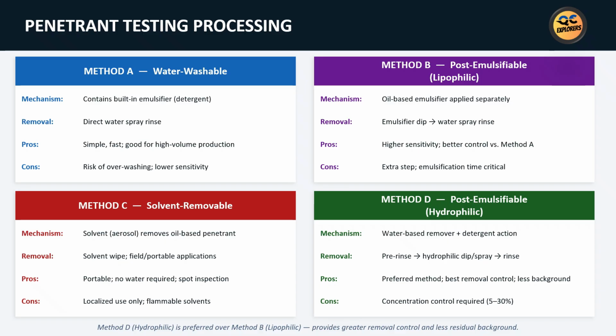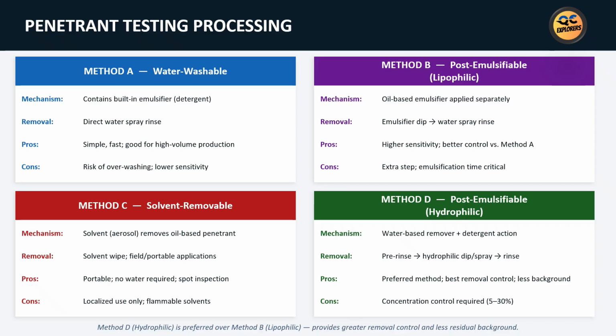But there is one major problem: overwashing. And from practical field experience, this is one of the most common inspection mistakes. If excessive water pressure or washing time is used, penetrant inside shallow discontinuities may also get removed. And once penetrant gets removed from the crack, sensitivity decreases significantly.